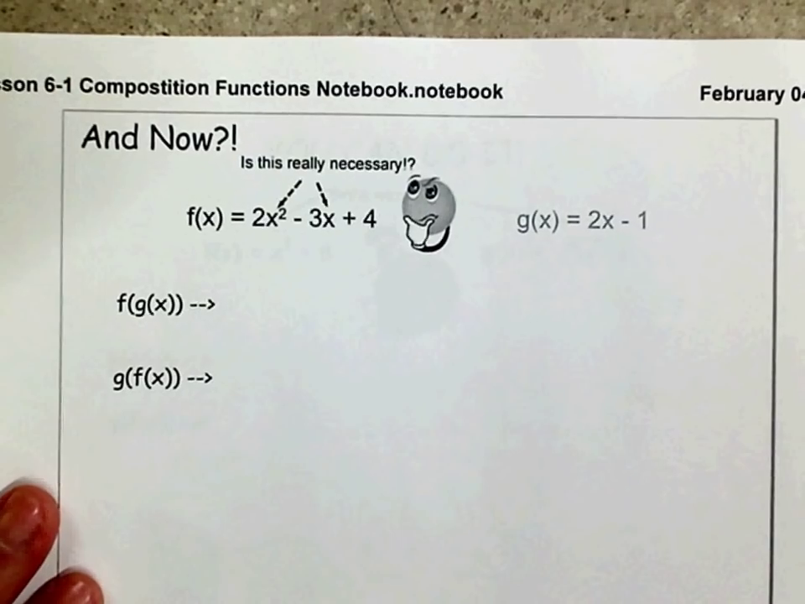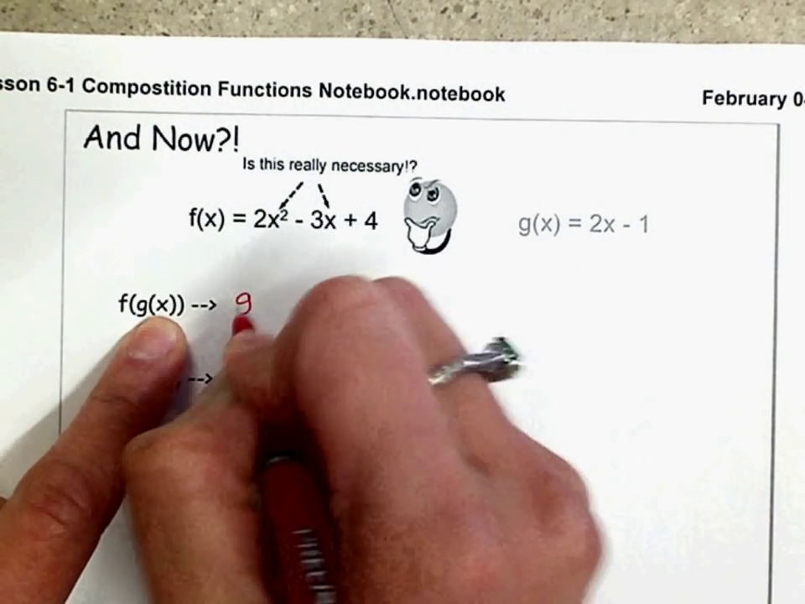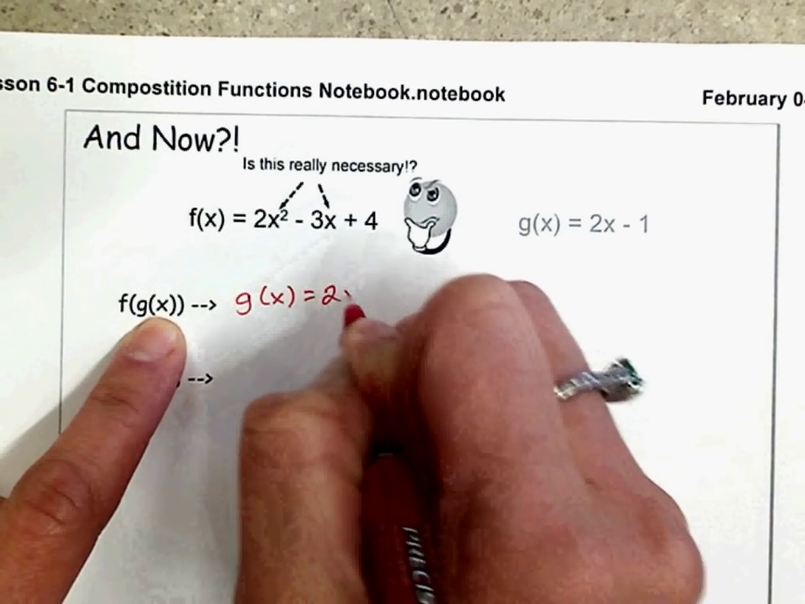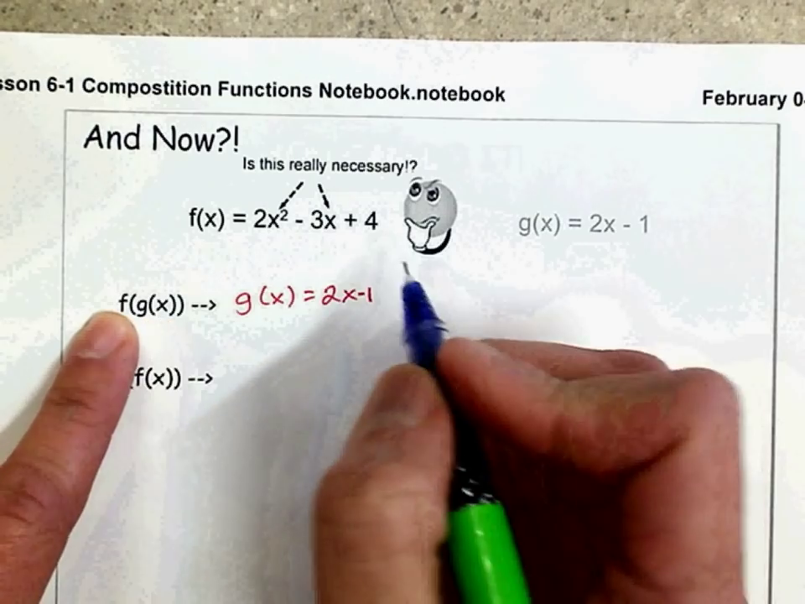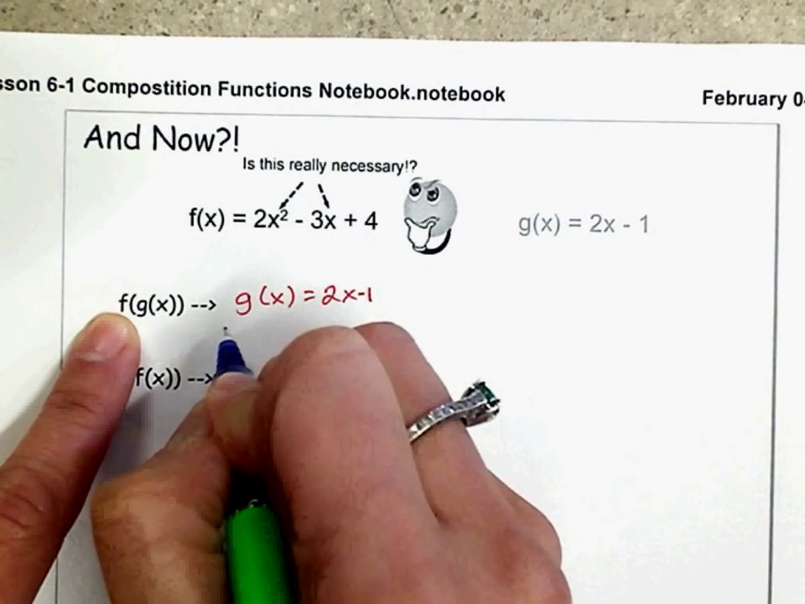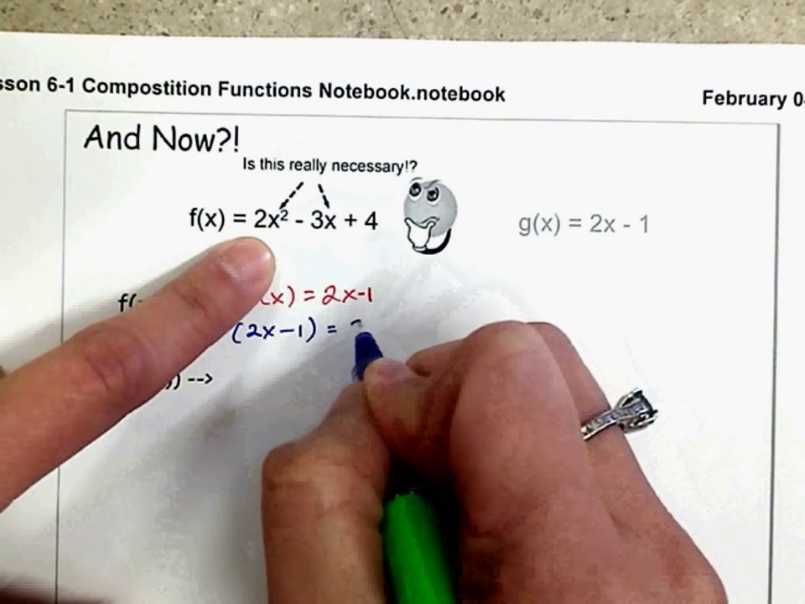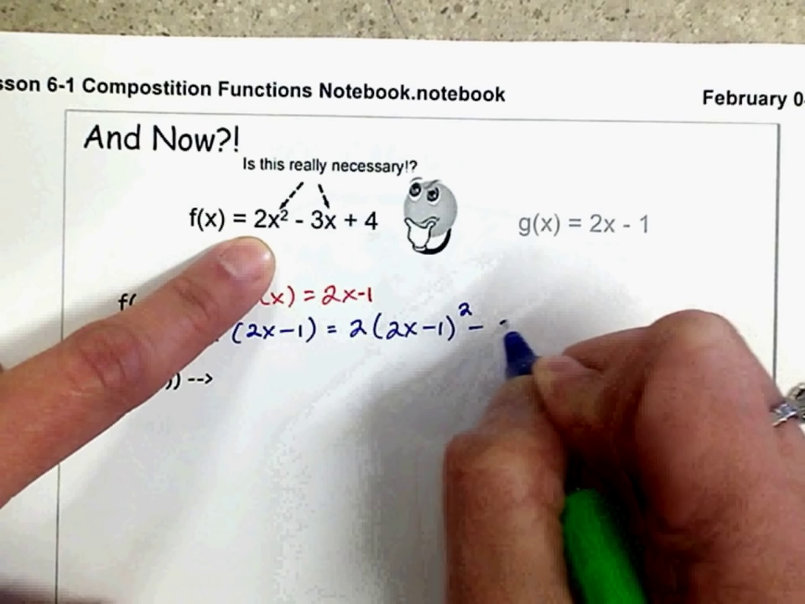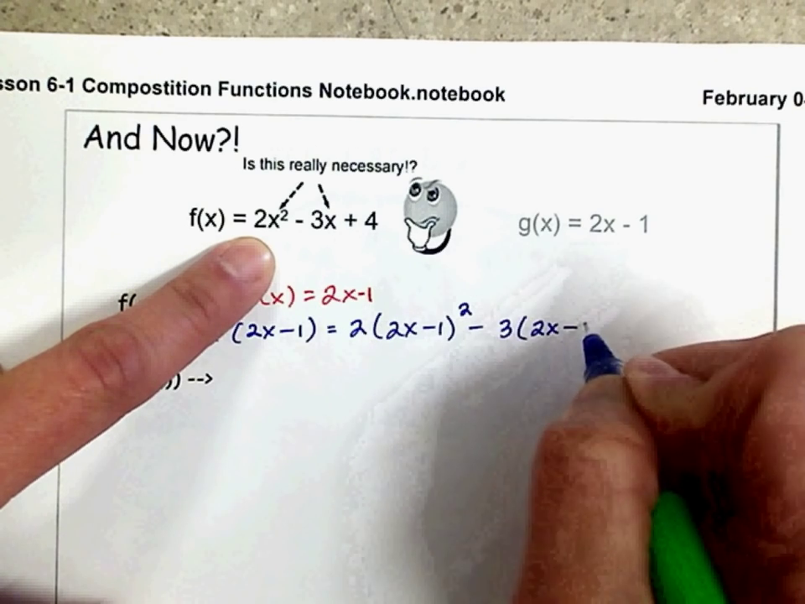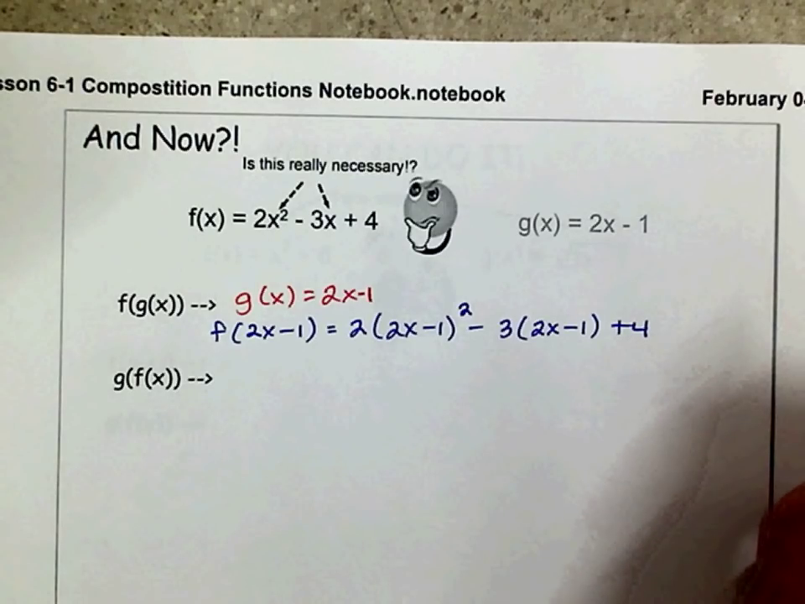All right, we're going to take care of the g of x first. G of x is equal to 2x minus 1. All right. Now we're going to plug into the f. The x is now 2x minus 1. So we have 2 times 2x minus 1 squared minus 3 times 2x minus 1 plus 4. Not hard. You've done this before, okay? You're now just going to simplify.